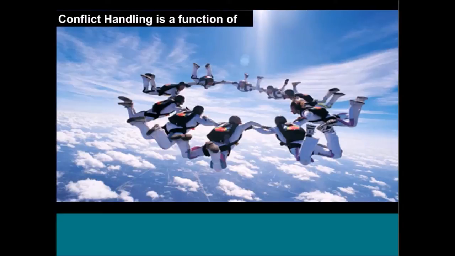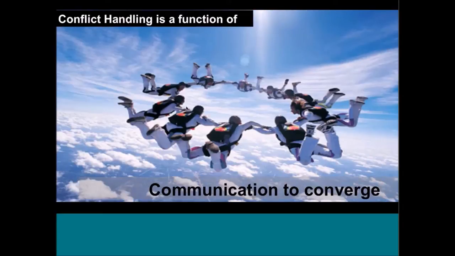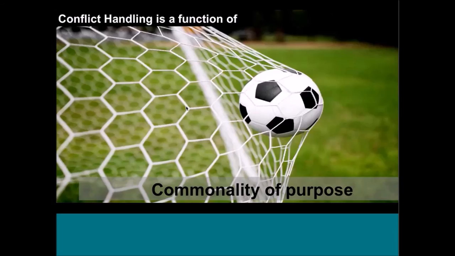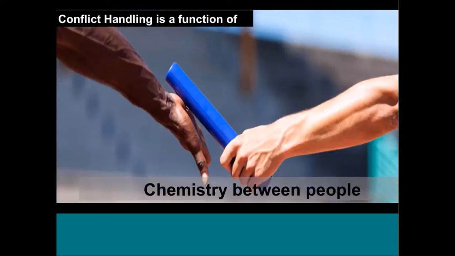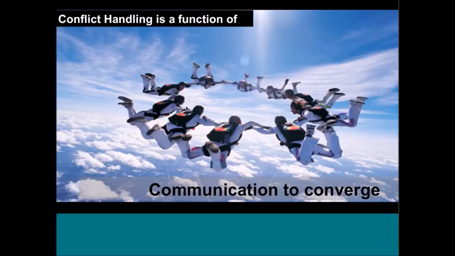And conflict handling is a function of communication to converge. Not communication to prove. Not communication to defend. Not communication to deflect. Not communication to escape. But communication to converge. So quickly, if you look at it, three powerful elements. Commonality of purpose. Number two, chemistry between people. The evolved chemistry, the worked on chemistry, the developed chemistry, and communication to converge. I think if you can look at all these things very beautifully, looking at people being different, and the differences can be valuable, then conflict can be managed effectively.